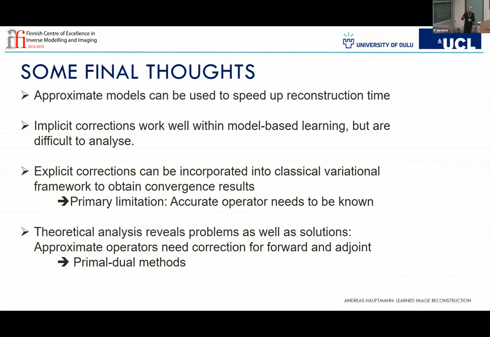Implicit corrections: if you're just interested in getting good reconstructions and just getting it to work, and you have training data, implicit corrections work well, but are still difficult to analyze. Maybe we're getting there someday, but not so soon at least. Explicit corrections: we have investigated that we can train an explicit correction, plug it back into a variational framework, and we still get convergence results, that we actually converge to the minimizer that we would expect under normal conditions.